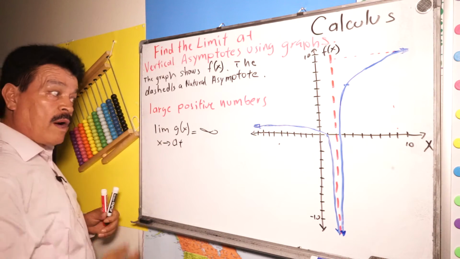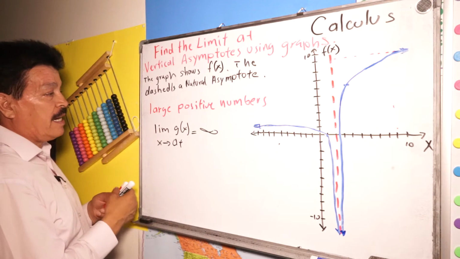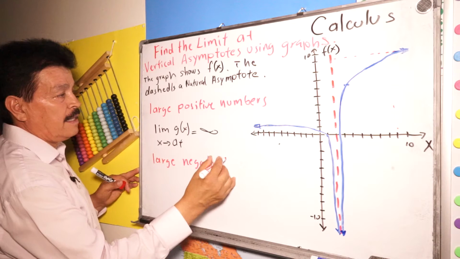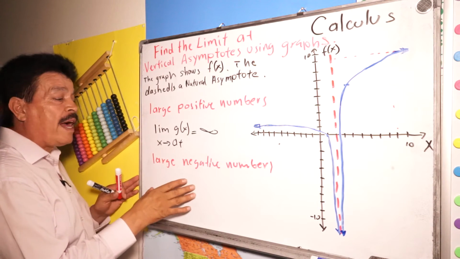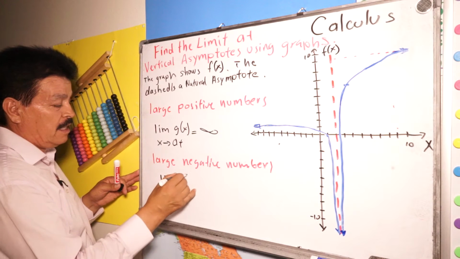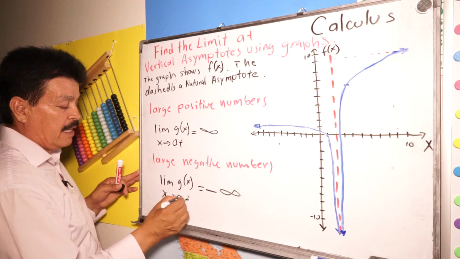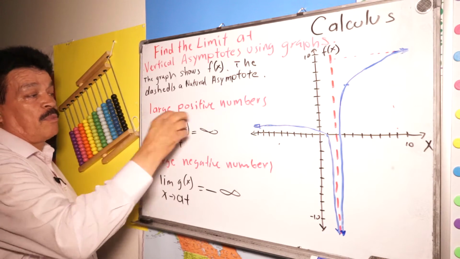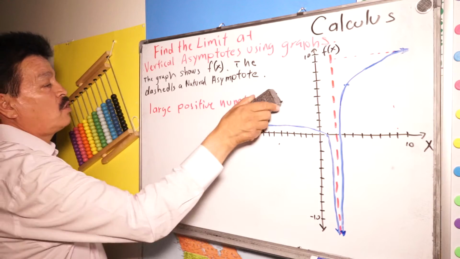So this is one way. In this case we have two possible answers. On the other hand, when the values become arbitrarily large negative numbers as x approaches from the right, then we have the limit of g of x equals negative infinity as x approaches a from the right. Right-hand means the right side. So with negative numbers and positive numbers, we identify two possible answers.